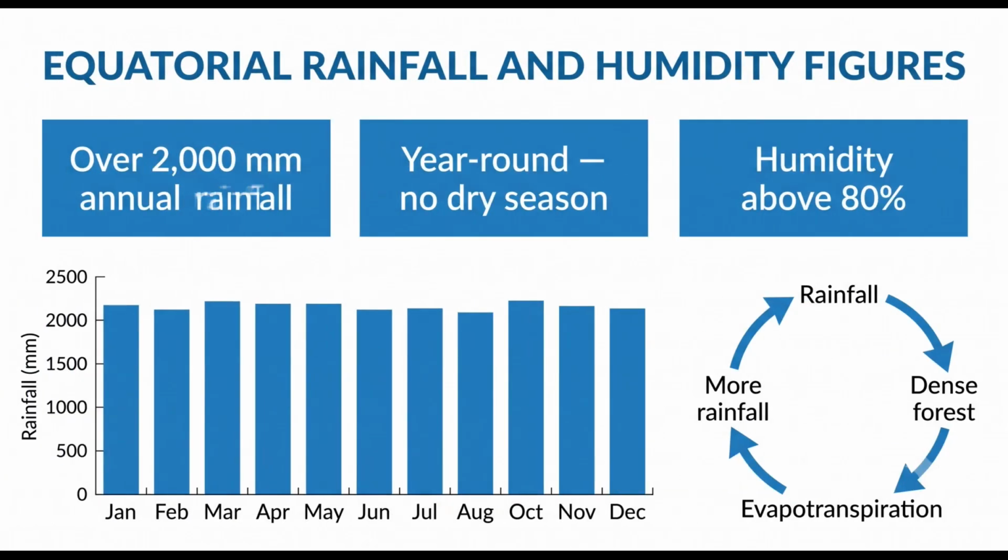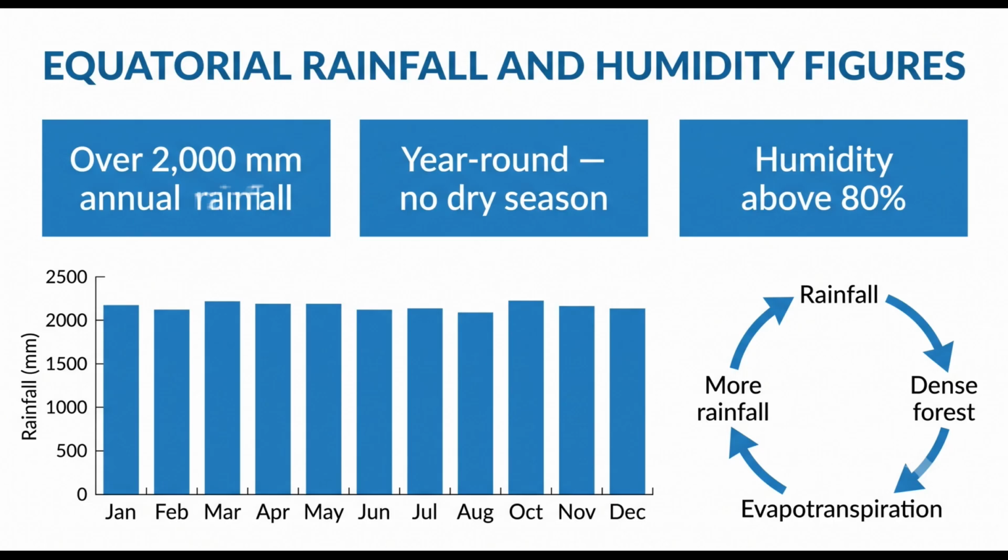Now, rainfall. Annual rainfall in an equatorial climate exceeds 2,000 millimeters, often 2,500 to 3,000 millimeters. And crucially, that rain falls throughout the year. There is no distinct dry season. Every month receives significant rainfall. Humidity is also extremely high, often above 80%.